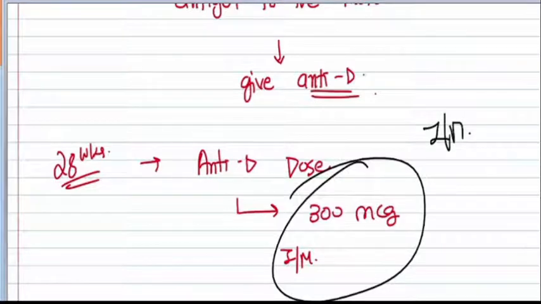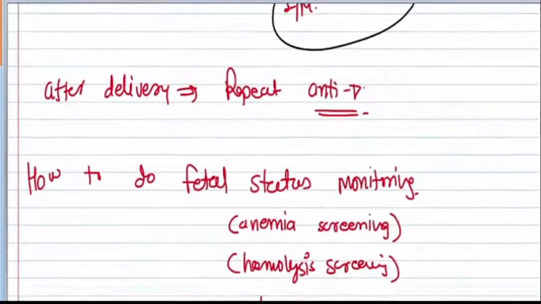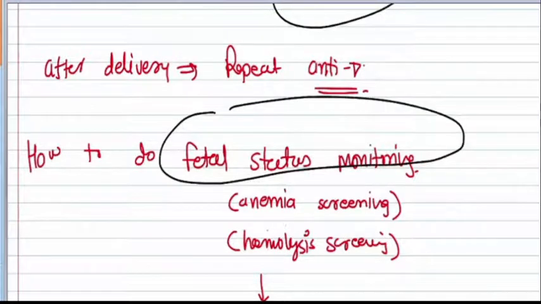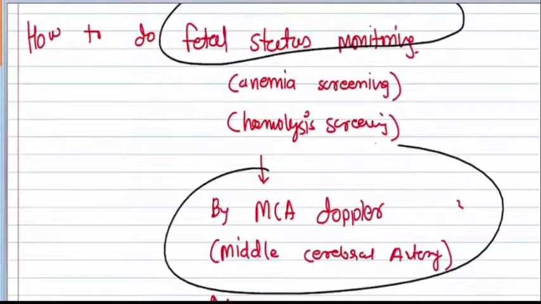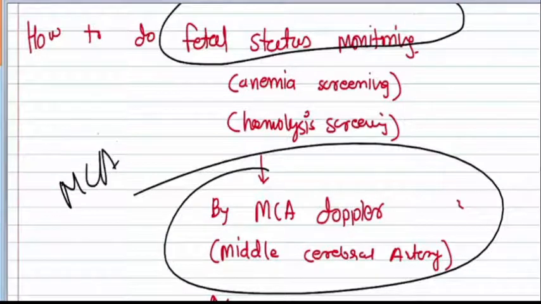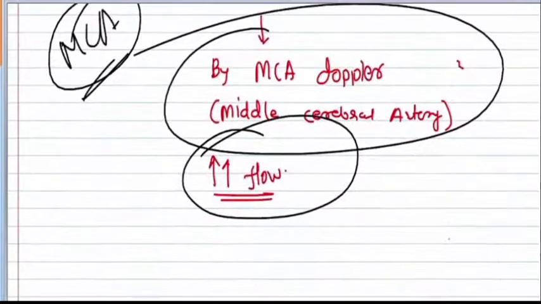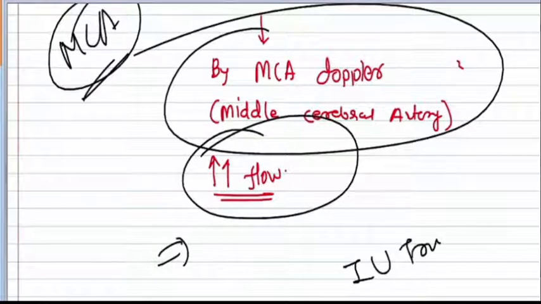Now, the treatment of an already affected baby can be fetal status monitoring with fetal anemia screening or hemolysis screening, or Doppler of the MCA, that is the middle cerebral artery, in which you will find increased flow. If you find that there is very much hemolysis present in the baby, then you can go for intrauterine transfusions too.